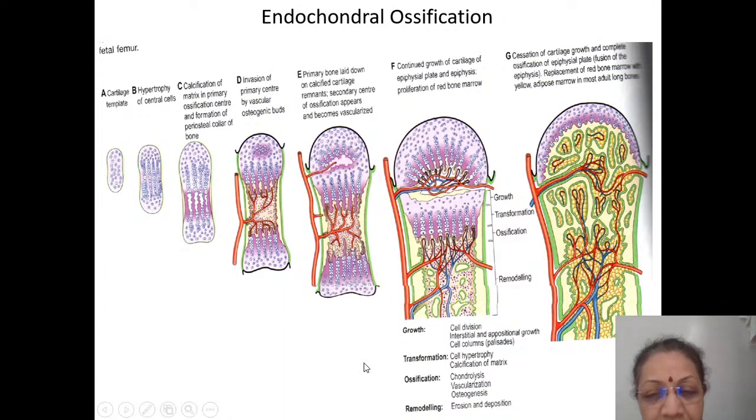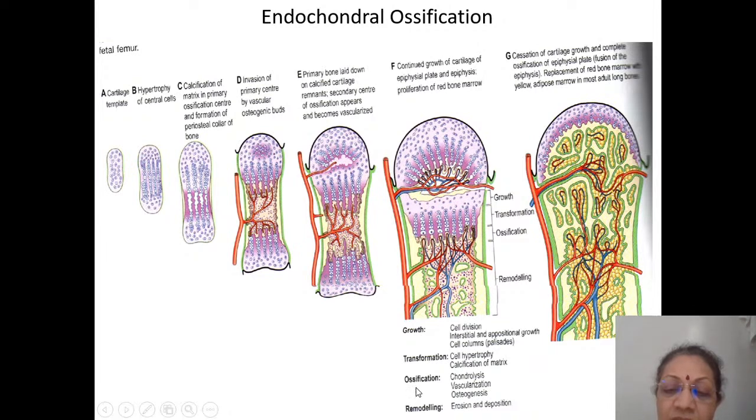There is a growth stage where there is cell division, where there is interstitial and appositional growth, and the cells are found in columns or palisades. You can see these are cartilage cells, but there will be bone cells also laid down like that. Then the stage of transformation, where the cells increase in size and the matrix, the surrounding tissue, gets calcified.